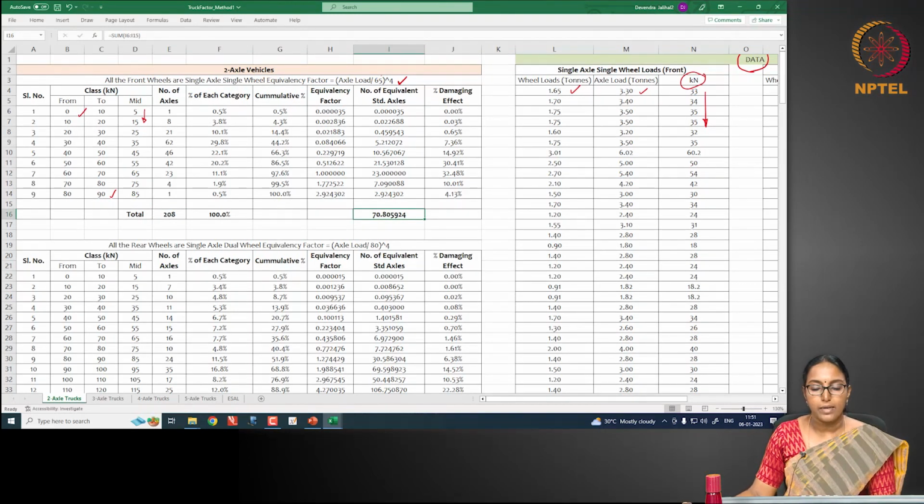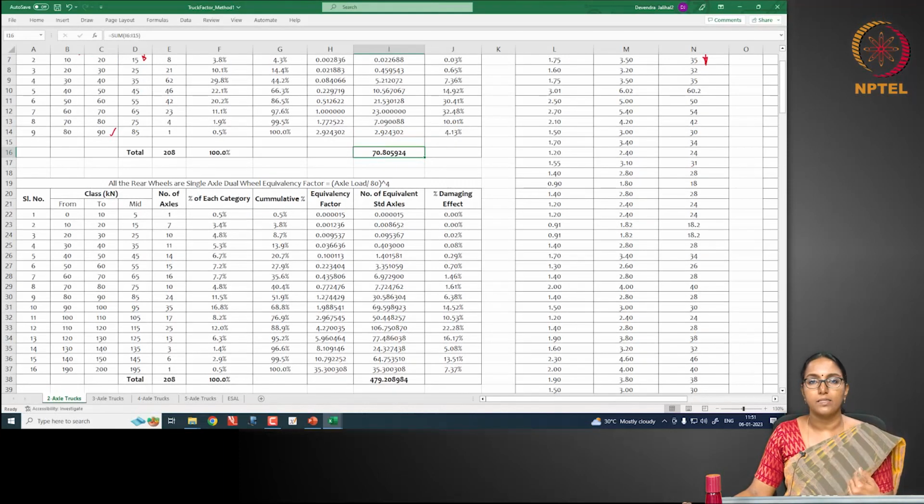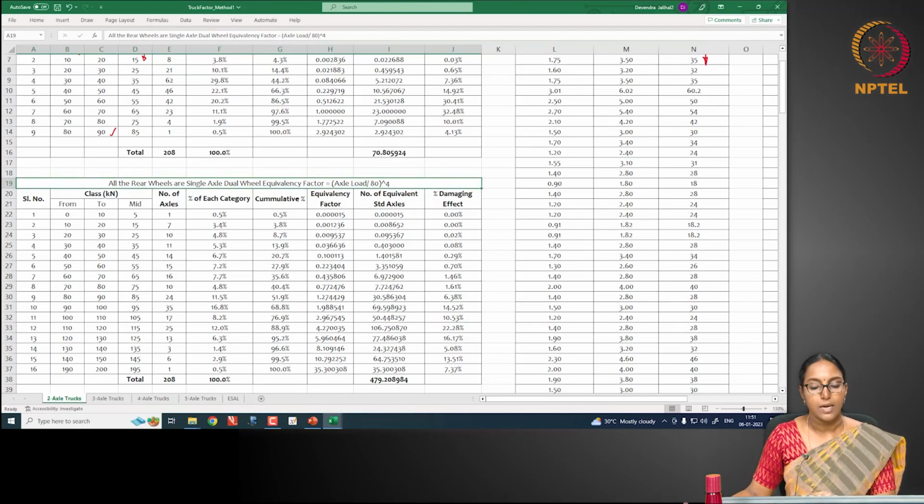front axle. Okay, now moving on to the rear axle, which is a single axle dual wheel. Now what is the standard axle load for that? The standard axle load is 80 kilonewton, right? So the mid value of that load group divided by 80 raised to 4 will give you the equivalency factor.